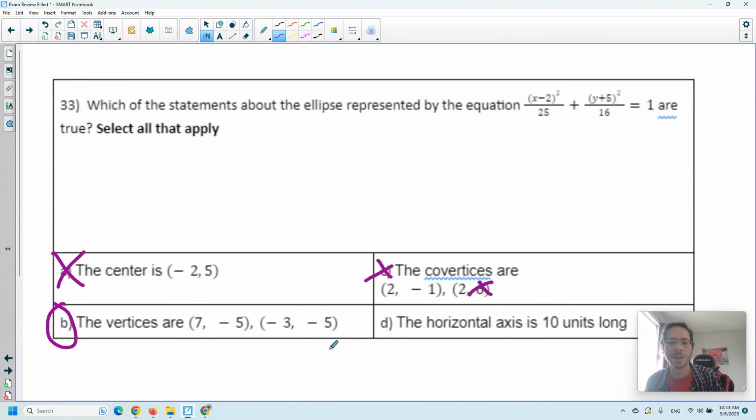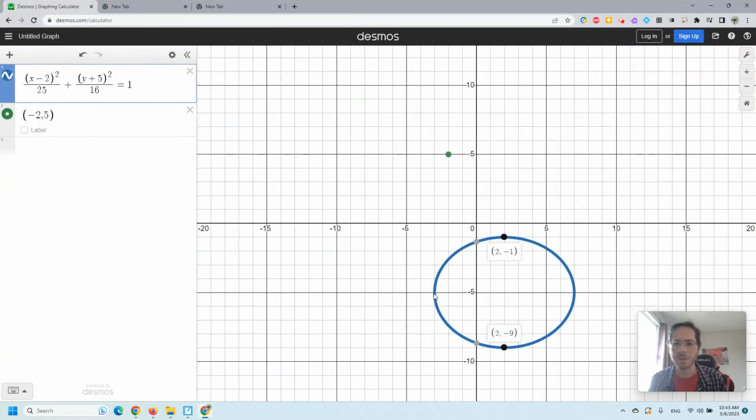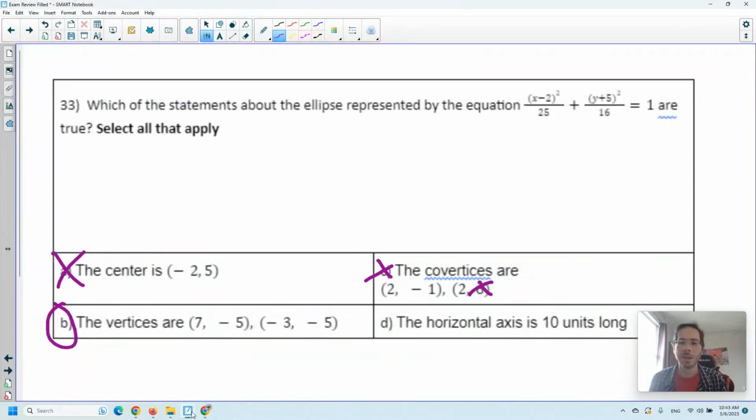Part D says the horizontal axis is 10 units long. Horizontal is left and right. So if we start here, going the longest way we can across the ellipse, 1, 2, 3, 4, 5, 6, 7, 8, 9, 10. So it is 10. We can count it out to be 10. That's pretty easy. And that's it. So if we wanted to do it graphically, that's pretty quick.